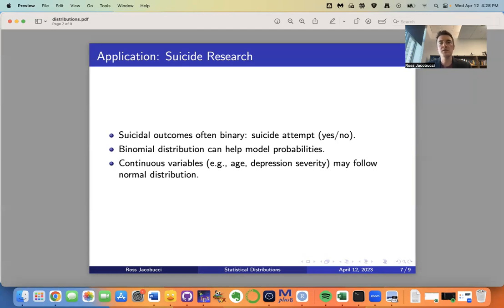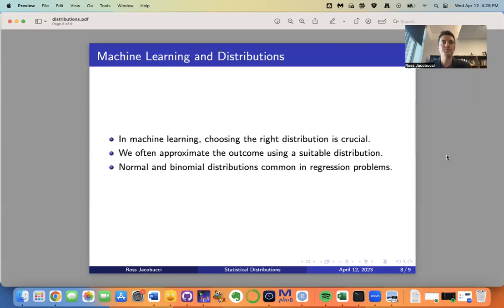On the other hand, continuous variables, such as the age of an individual or the severity of their depression, may follow a normal distribution. In machine learning, choosing the right distribution is crucial, as this is going to determine how well we can model an outcome such as suicide. As an example, if you're trying to predict whether an individual has thought about suicide with the response options of yes and no, then it is very important to choose a binomial distribution.